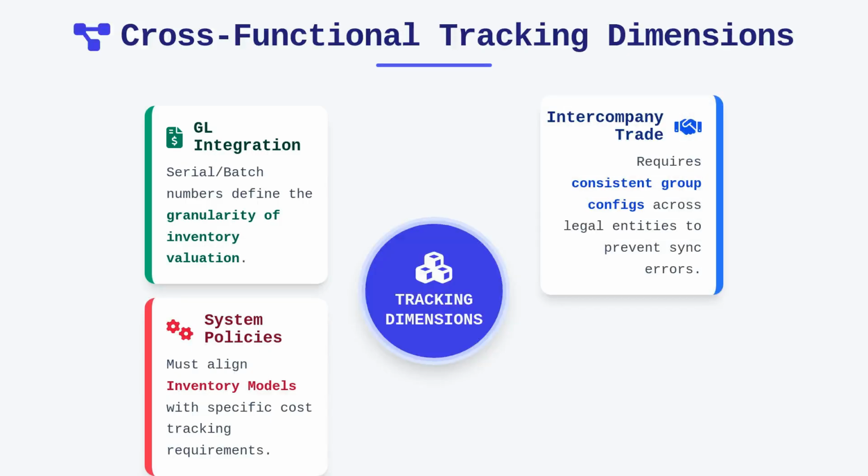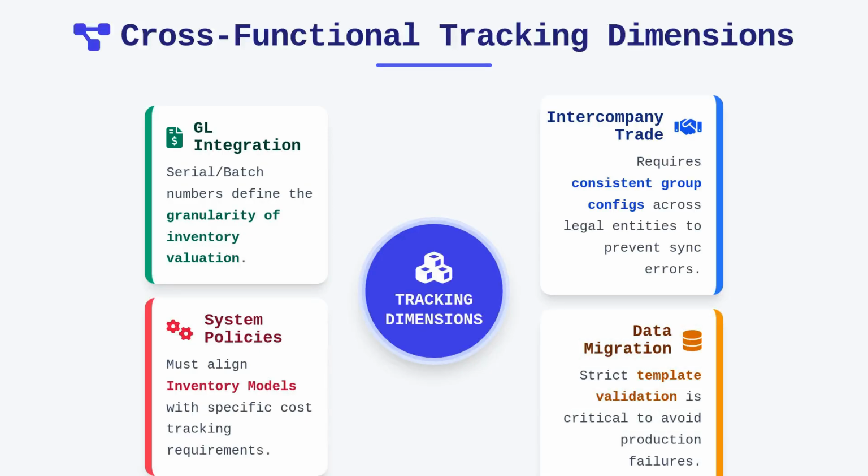Furthermore, when you deal with intercompany trade, you must ensure that the tracking dimension groups are consistent between the legal entities involved, or you will face synchronization errors during the posting process. This requires rigorous attention to the data entity migration templates you might be using to import these configurations, as any misalignment here can lead to downstream reconciliation nightmares that are difficult to debug in a production environment.